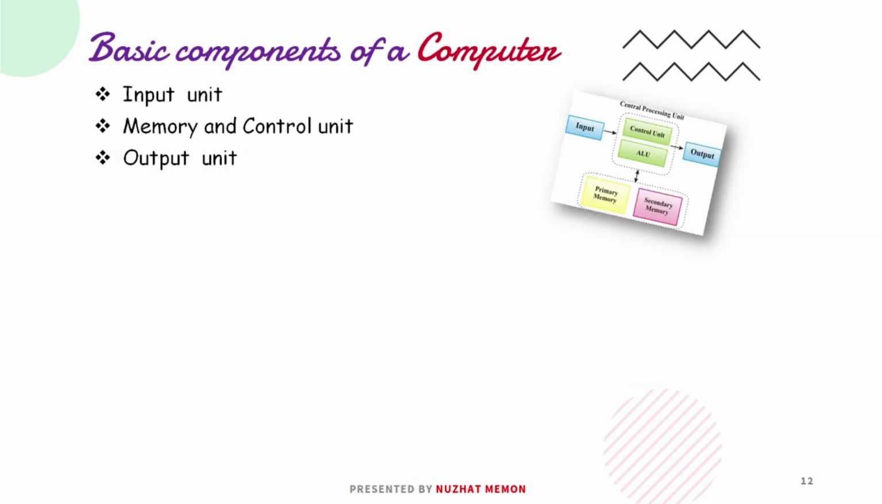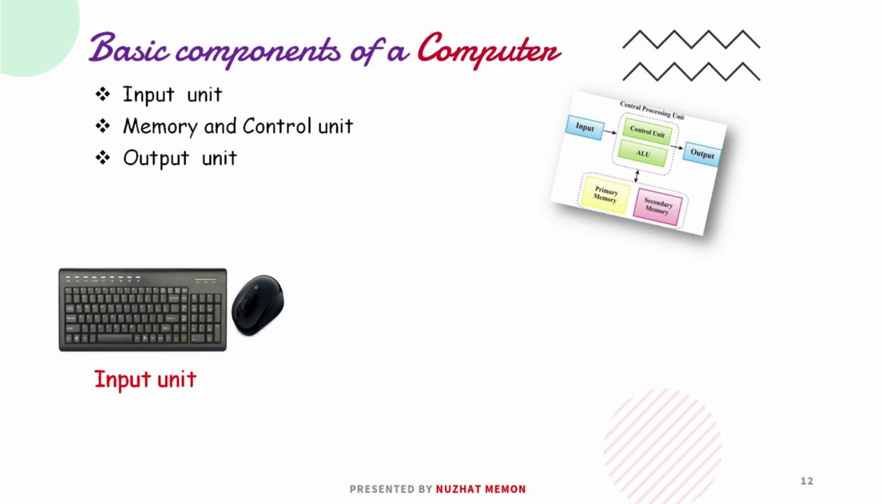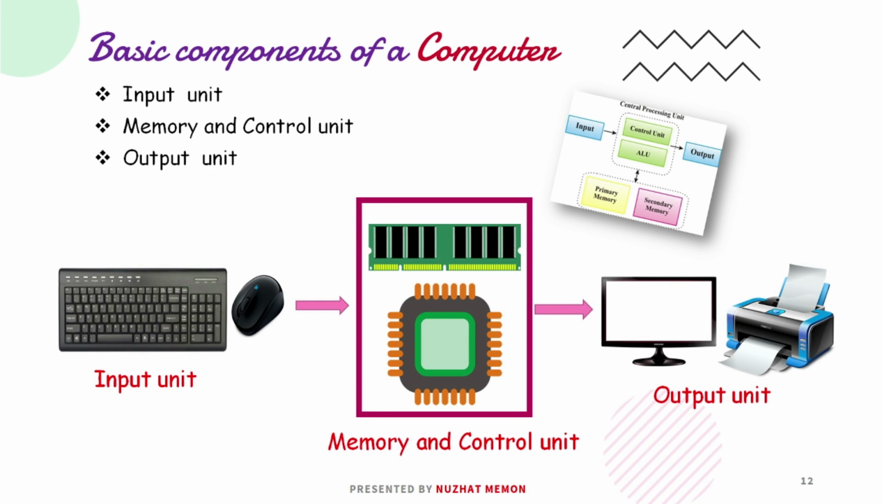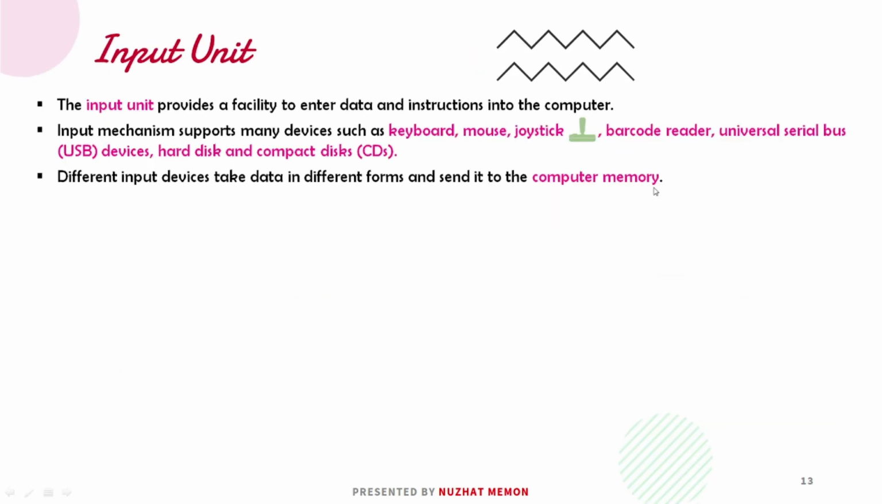Now we will see the basic components of a computer, that is input unit, memory and control unit, and output unit. So here we will see the input unit first. The input device provides a facility to enter data and instruction into the computer. Input mechanisms support many devices such as keyboard, mouse, joystick that is commonly used to play games even, barcode readers, universal serial bus devices, hard disk, and compact disc. Different input devices take data in different forms and send it to the computer memory.